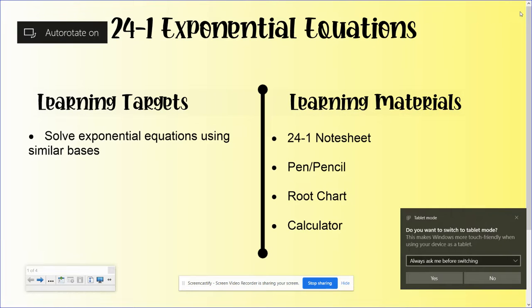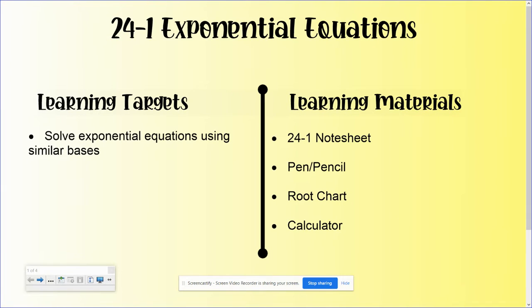Welcome back for lesson 24-1, where we're going to be talking about how to solve exponential equations. So today we're starting with the first type of equation we're going to see, when we can solve them using similar bases. So we have a note sheet for today's video.